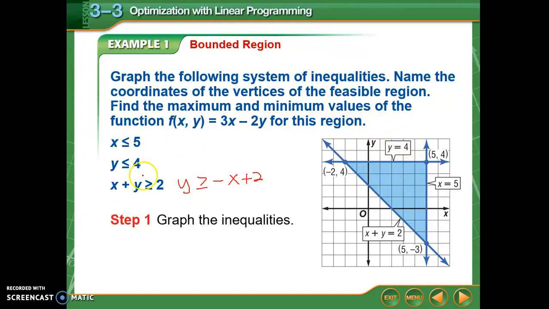Now notice I have 3 constraints, but they also gave me a function. So they're saying this function of x and y equals 3x minus 2y. So what I'm going to do is take each of my vertices. We have 3 vertices for this region: negative 2, 4; 5, 4; and 5, negative 3. And the maximum or minimum value of a region always happens at the vertices. And so I'm going to plug my vertices into this function and figure out which value will give me the greatest or least value.